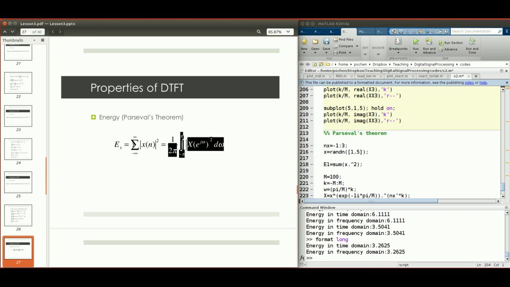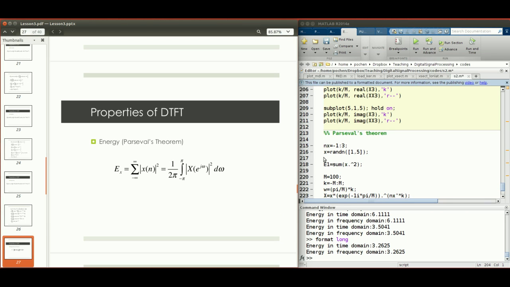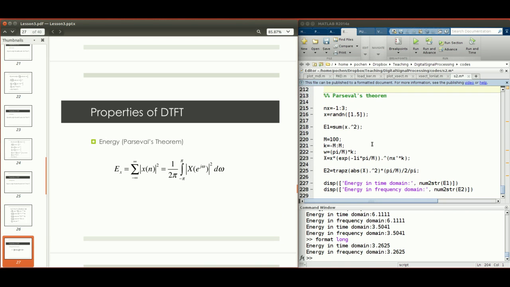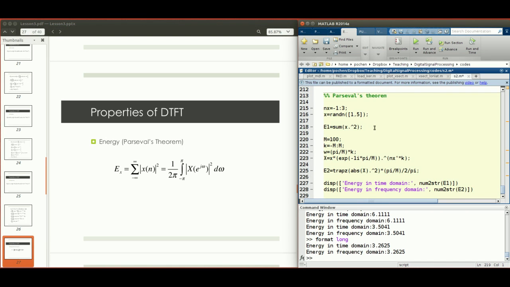You can compute it either in the time domain or in the frequency domain, and both numbers are supposed to be exactly the same. That's called Parseval's theorem. And let's do a Matlab validation of this result.